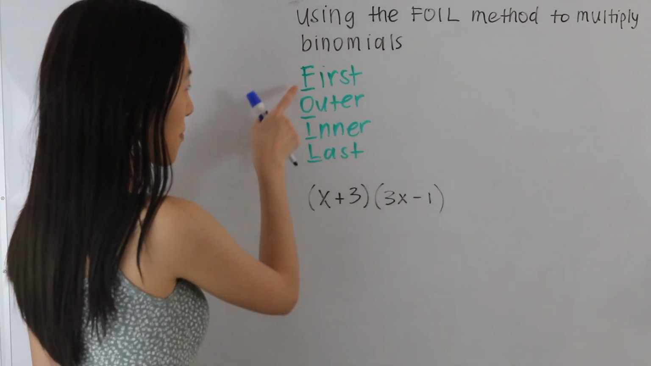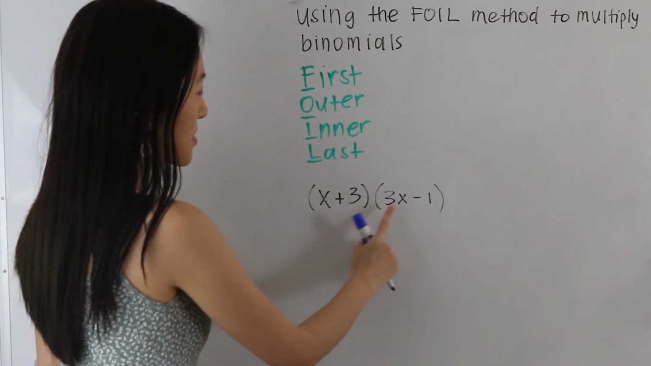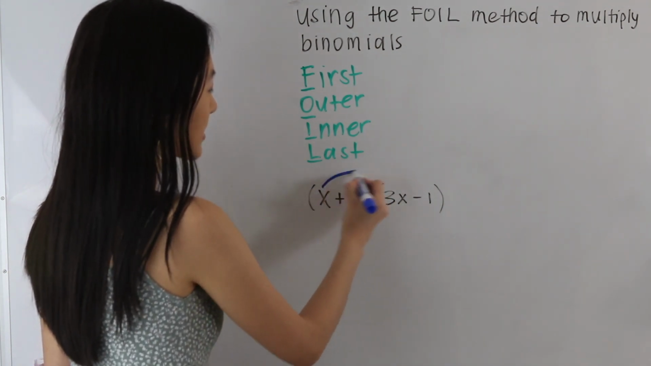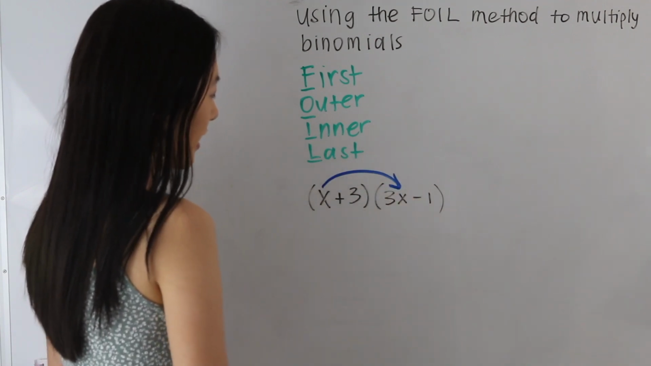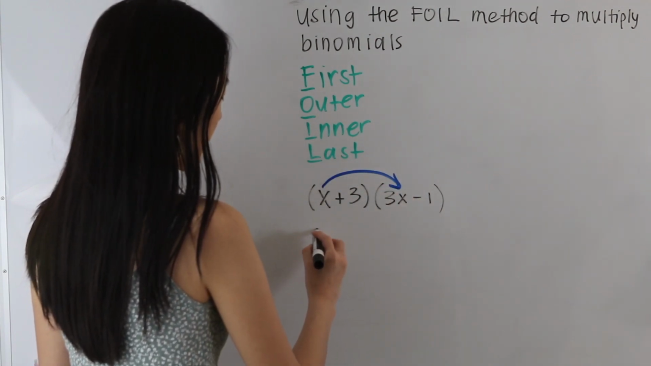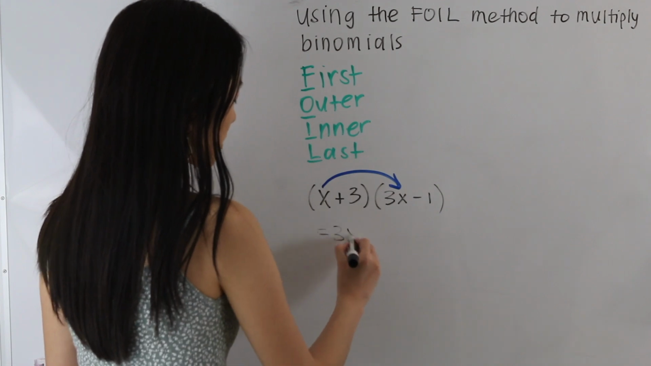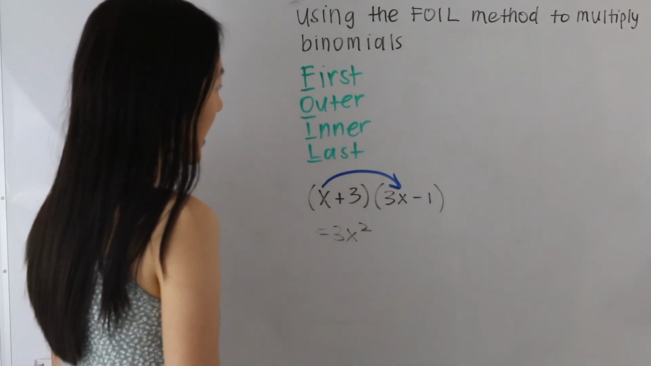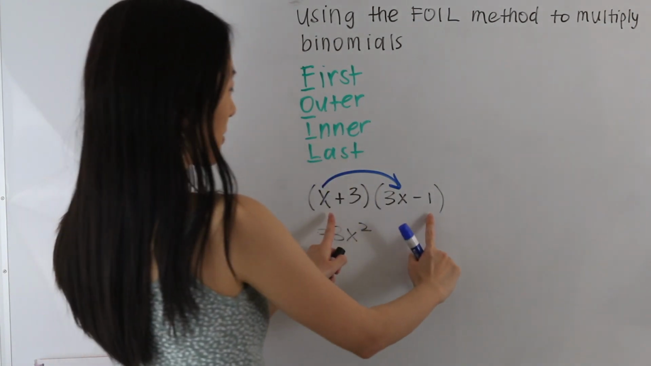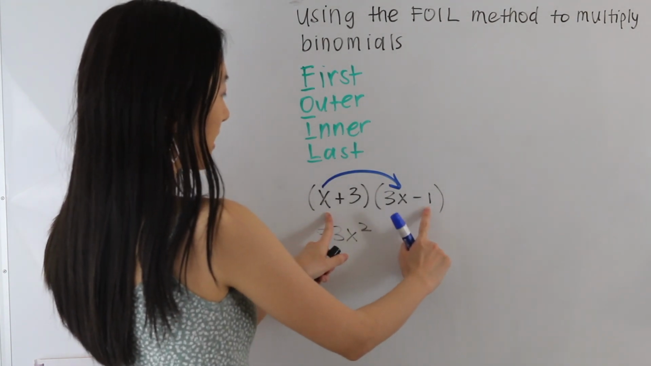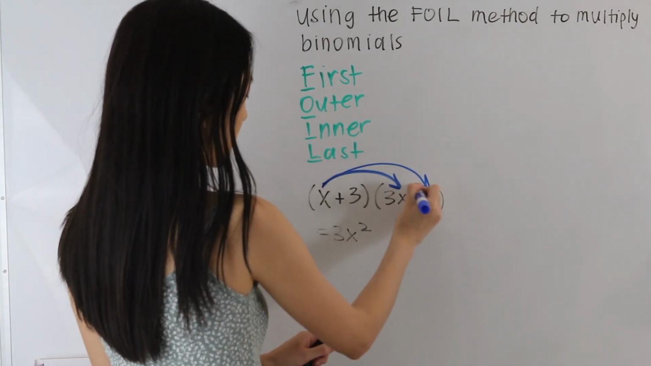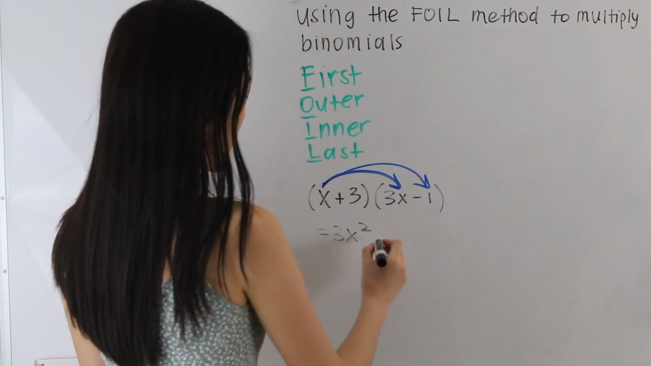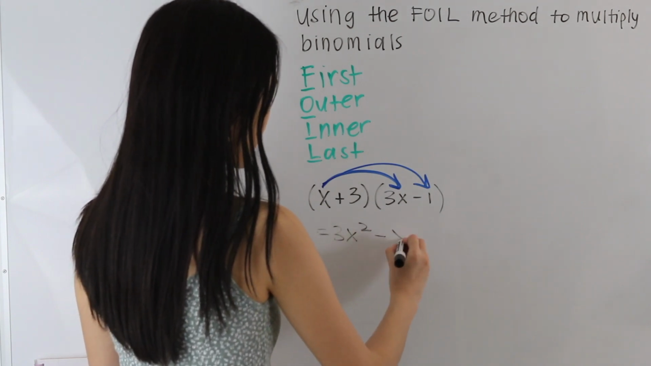We want to start out by multiplying our first terms by each other. So we have x and 3x, and multiplying those two terms, we get 3x squared. Next, we multiply the outer terms, so that is the x and the negative 1. Multiplying those two out, we get minus x.